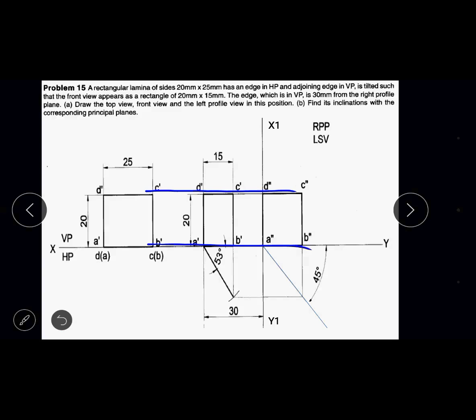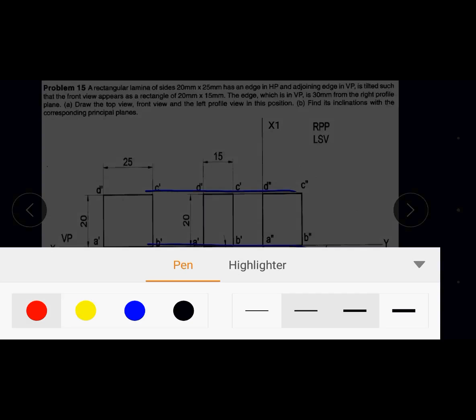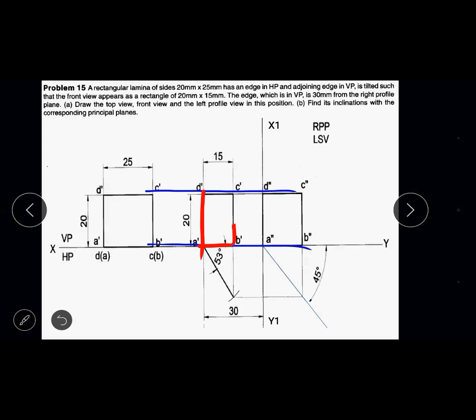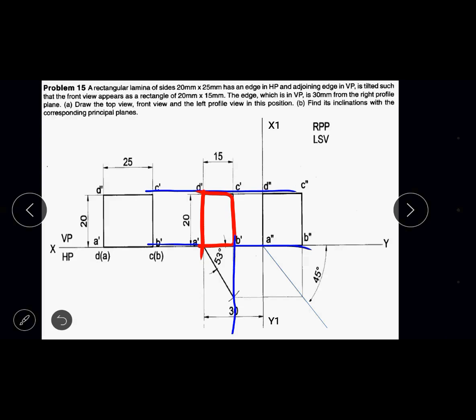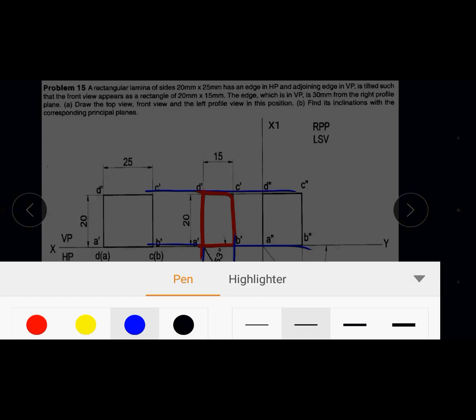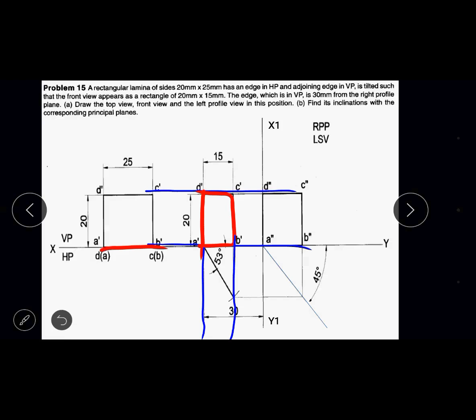Then along the projection line you will get a 20 mm dimension. So construct a rectangle of 20 into 15. Then after that, draw the projection line from the front view. Draw this line to a certain distance. Then again this is one projection line. Measure the top view of the lamina. So the top view of the lamina is this. I have shown you the red line, the horizontal red line.